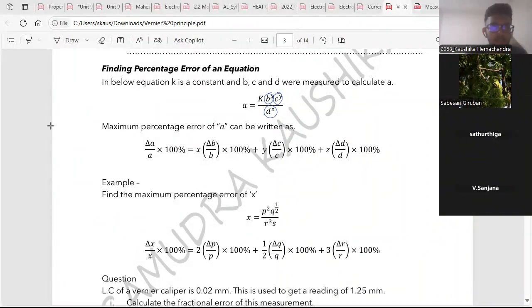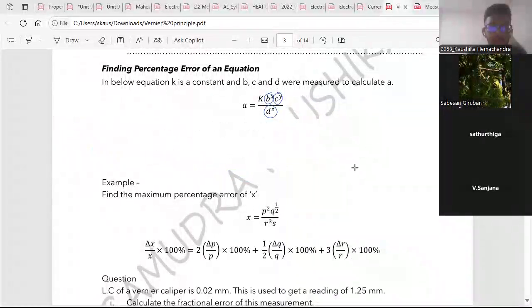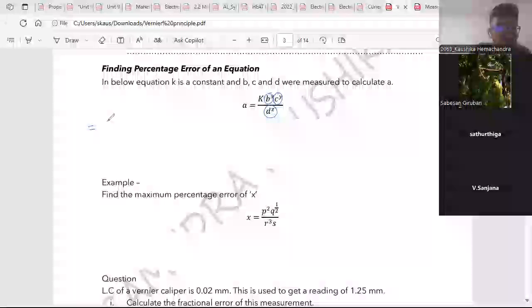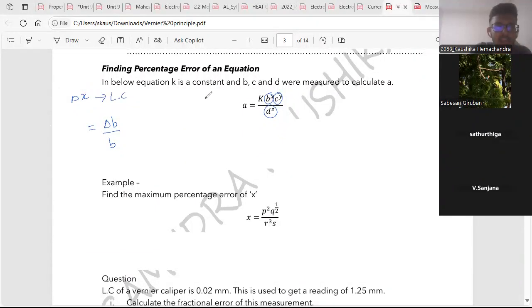So separately you can write the percentage or fractional error. We'll just take the fractional error for B, that is delta B over B. Here delta something, delta X or something, means the least count for that measurement, right? So we don't know whether B, C, and D are taken from the same measurement, or like one can be length, one can be time, one can be mass. We don't know that, so we are considering them as having different least counts.